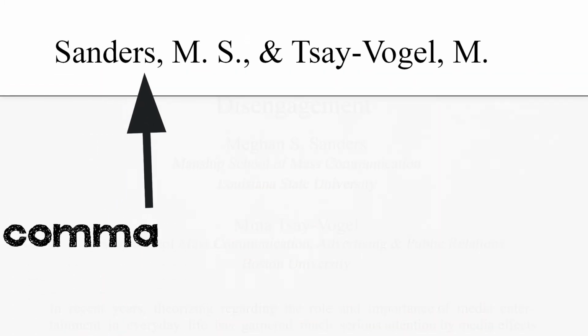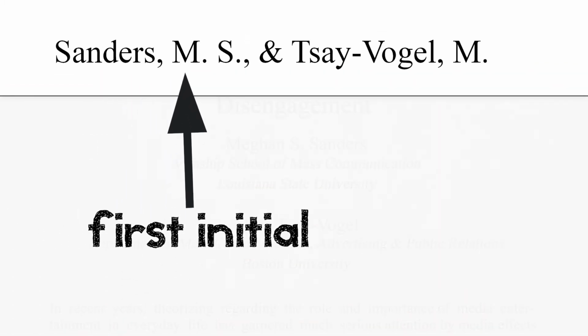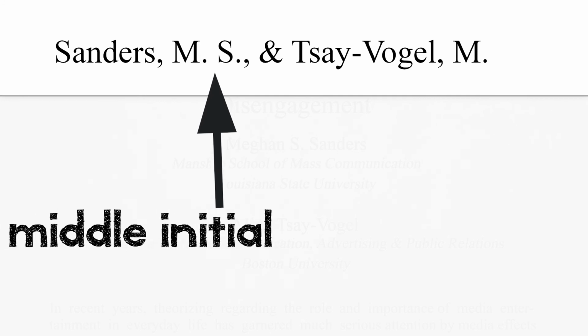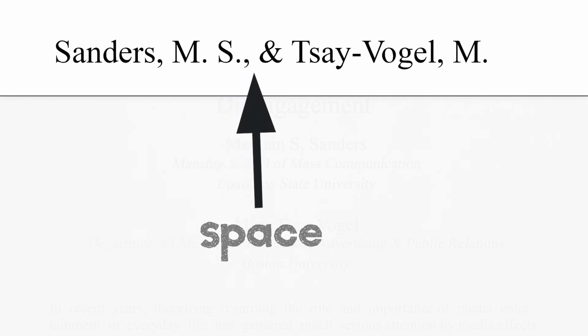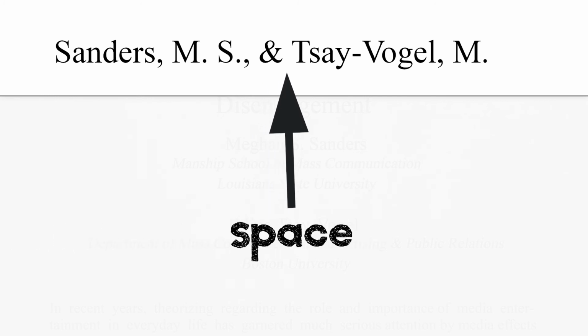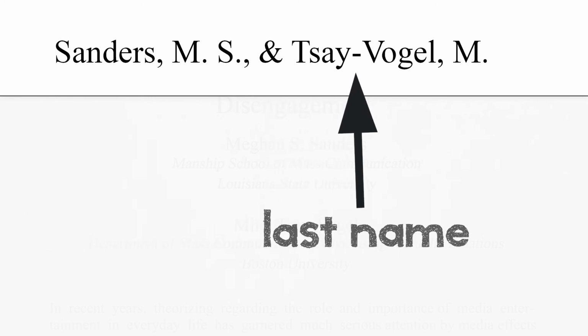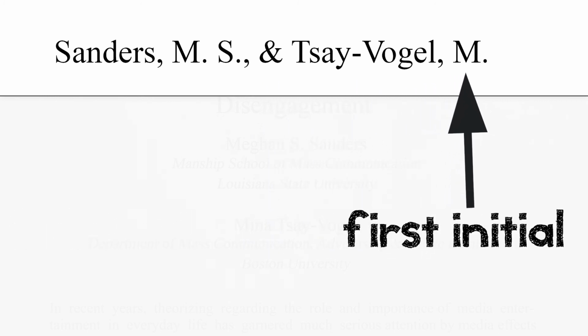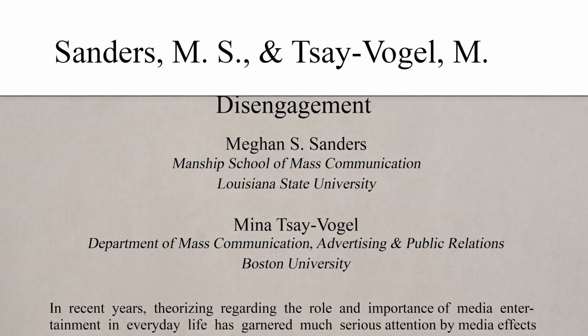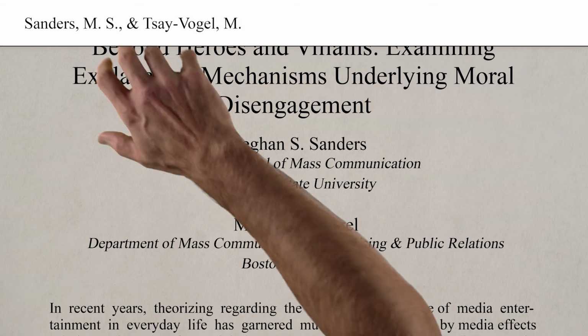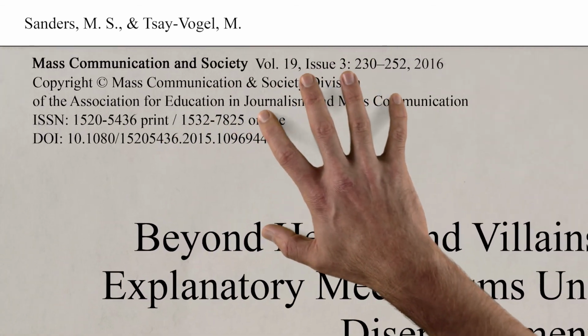Last name, comma, space, first initial, period, space, middle initial if we see one, period, comma, space, ampersand, space, second author's last name, comma, space, first initial, and a period. Yeah, this is tedious, but every space and piece of punctuation matters, so we gotta get it right.